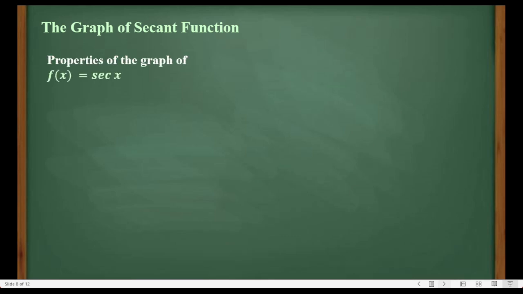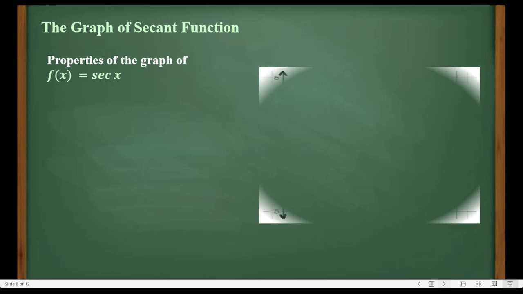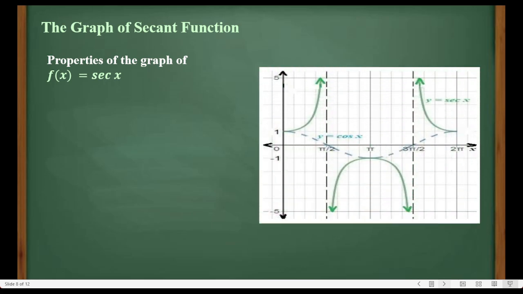Okay, so we're done with the graph of the cosecant function. At this point, we are now going to consider the graph of the secant function, and we have the properties together with the illustration. Now the properties of the graph of f of x equals secant of x are the following. First one is the period is equal to 2 pi.